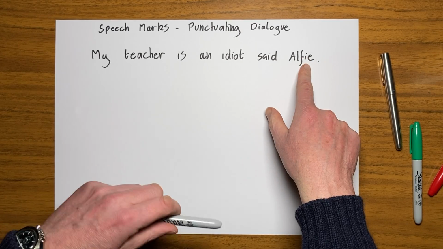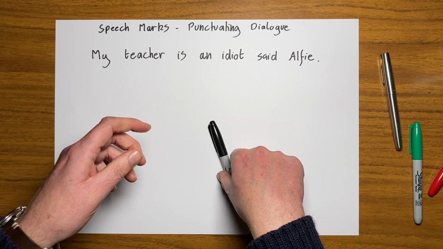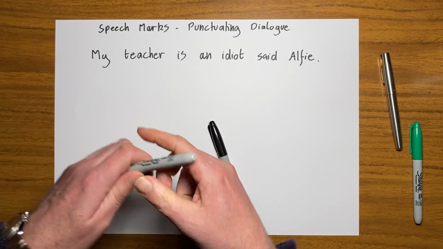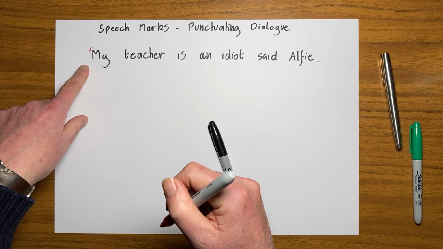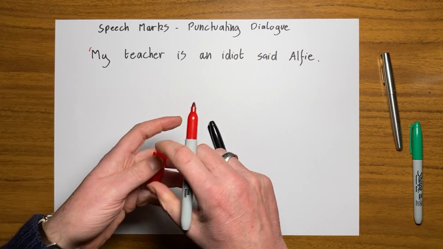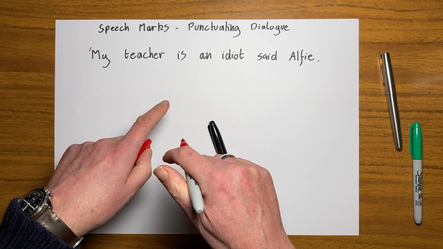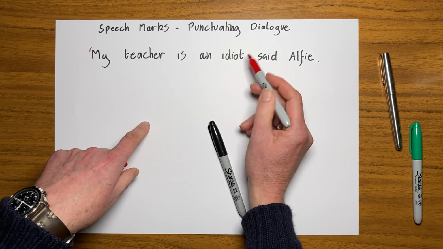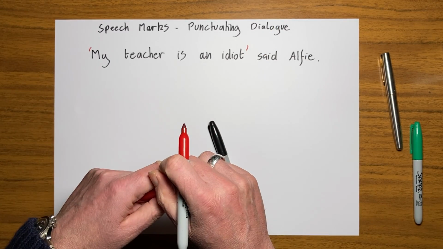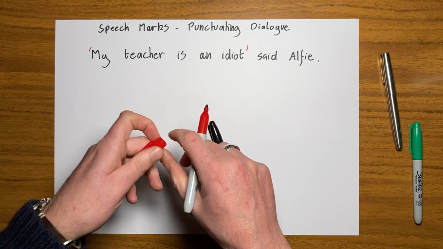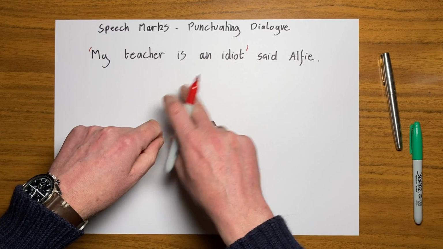Well, clearly Alfie is saying, my teacher is an idiot. And any part of speech that's actually being spoken needs to be in speech marks. They're also called inverted commas because they look like a comma that's upside down, and that's what inverted means. To invert something means to put it upside down. So my teacher is an idiot, said Alfie. So it's after idiot is where the talking actually ends. That's the first thing you need to do. You need to put what is actually being said in the speech marks. My teacher is an idiot. That's what Alfie said.